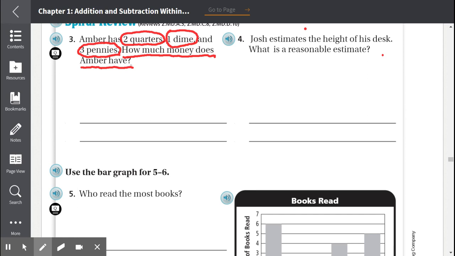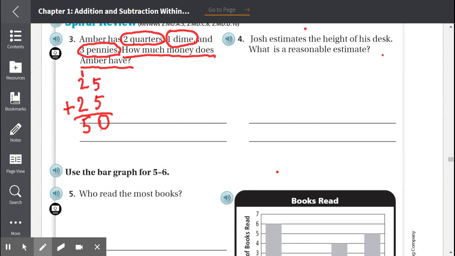We have to find the value of the quarters. We know that 1 quarter is equal to 25 cents. So she has 2 of those. So 25 for the first quarter and 25 for the second quarter. Now we add these numbers up to see how many cents she has in quarters in total. So 5 plus 5 equals 10. We carry our 1. Now 1 plus 2 equals 3, 3 plus 2 equals 5. So she has 50 cents in quarters. 2 quarters equals 50 cents.